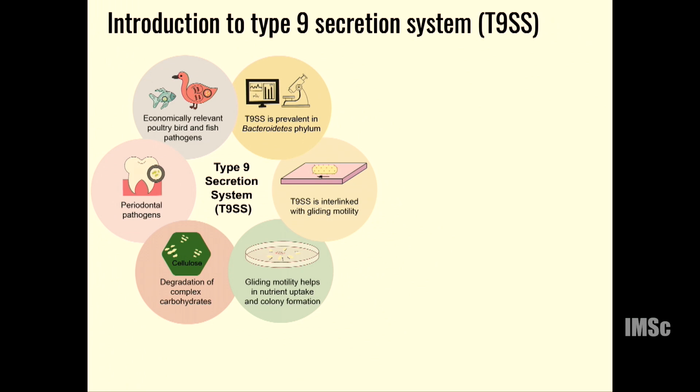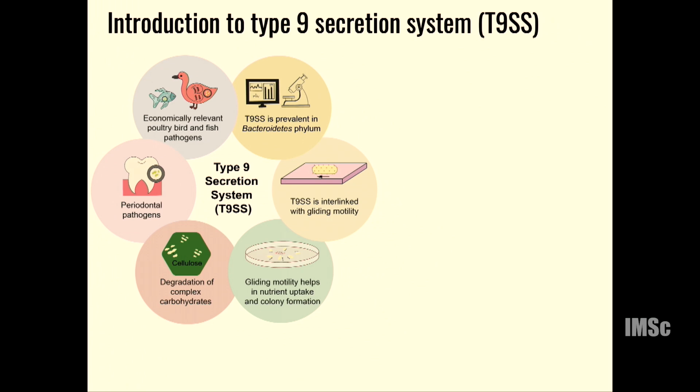Several published experiments have observed the presence of the secretion system in other pathogens as well. So far, experiments and bioinformatics analysis suggest that the secretion system is exclusive to the Bacteroidetes phylum, which is a very diverse phylum present in different microbiota. And there is a particular type of motility which is associated with the secretion system.